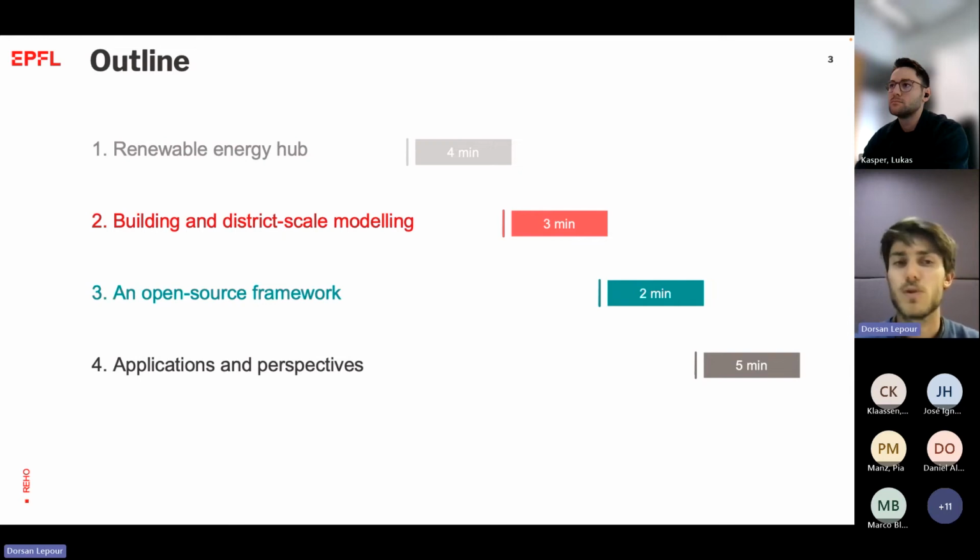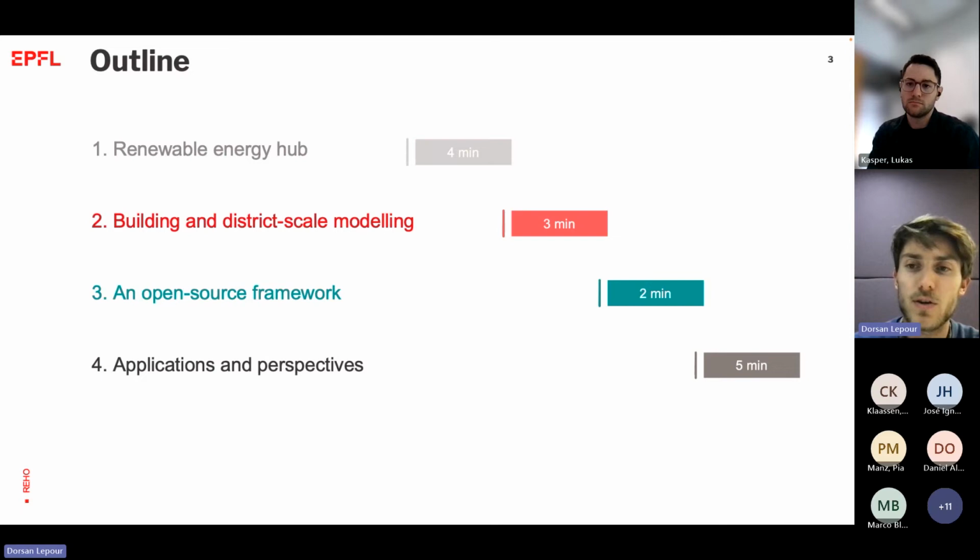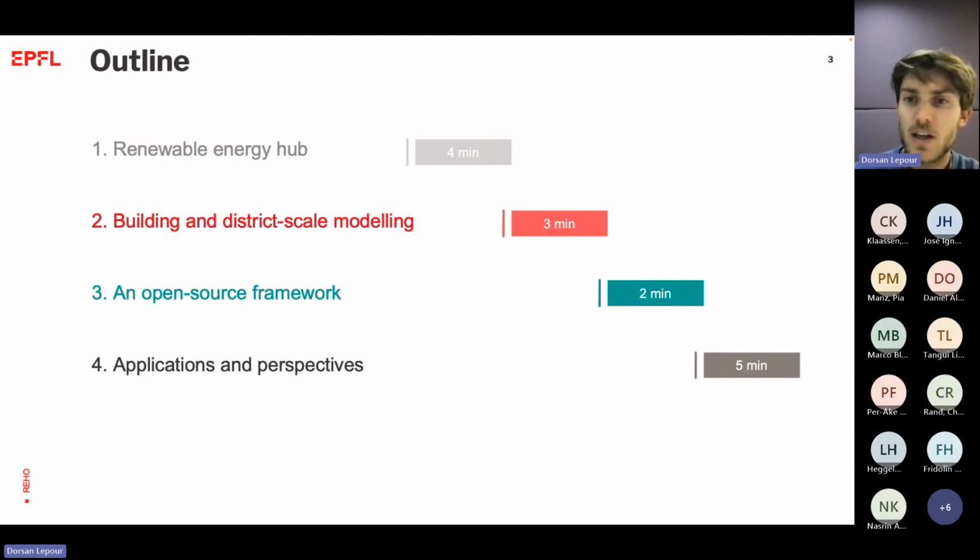So the presentation will be quite brief. I will introduce the Renewable Energy Hub concept, then provide a few words about the mathematical formulation for the building and the district scale modeling. I'll say a few words about the availability of the tool and provide some references for all the documentation and all the code that is open source. And finally, conclude with the applications and share with you some results and perspectives.